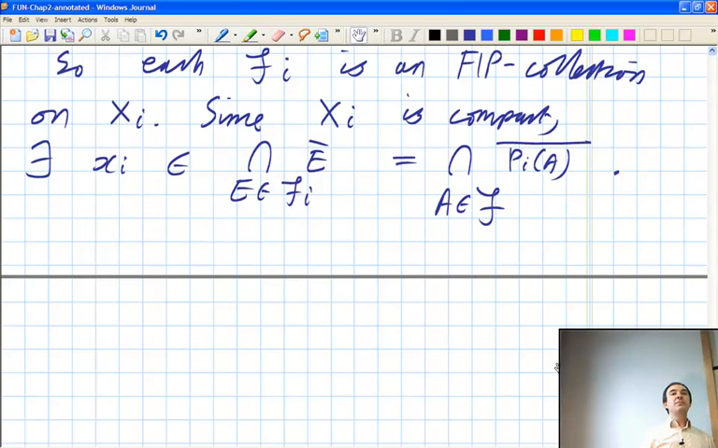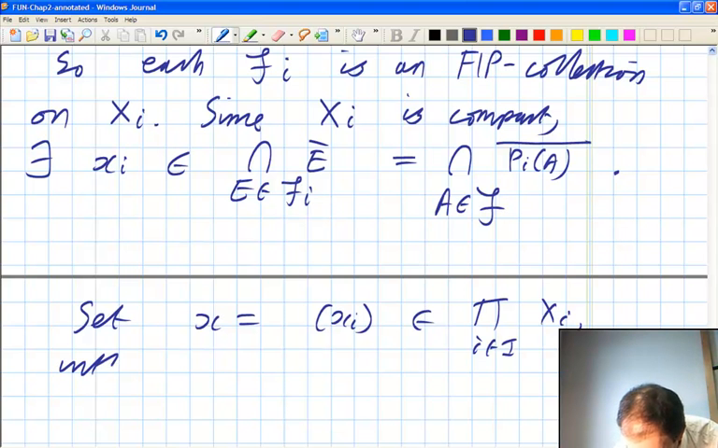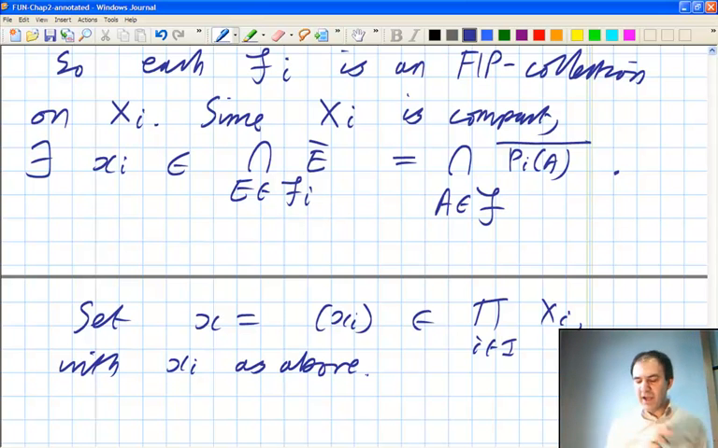And now we use those xi to make a point x in the product. So we know the intersection of those closures is non-empty because that's true for any FIP family in a compact space like Xi. Now we put all the xi's together to make a point x. So set x equals (xi) in the product over i in I of Xi, with xi as above. So you've made it up out of coordinates, each of which is in its own separate intersection of closures.